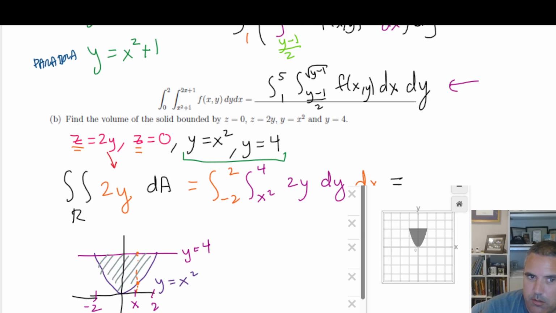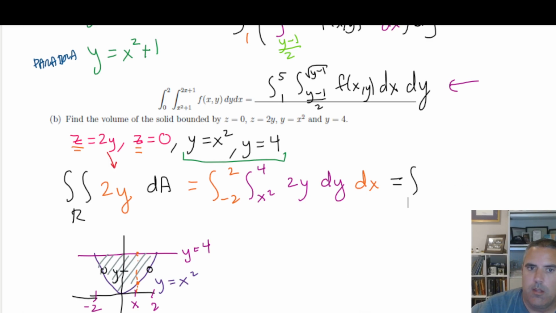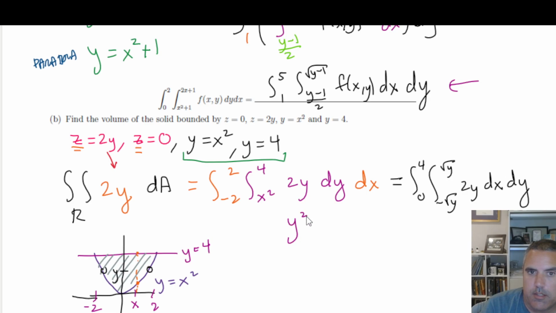There is another way to do it, which is you could label it in terms of y. You then have to solve for the x value on both sides. And that would look like the integral from 0 to 4, negative square root of y to square root of y of 2y dx dy. So both of those were acceptable setups. Then you were just computing. So it's y squared from x squared to 4.